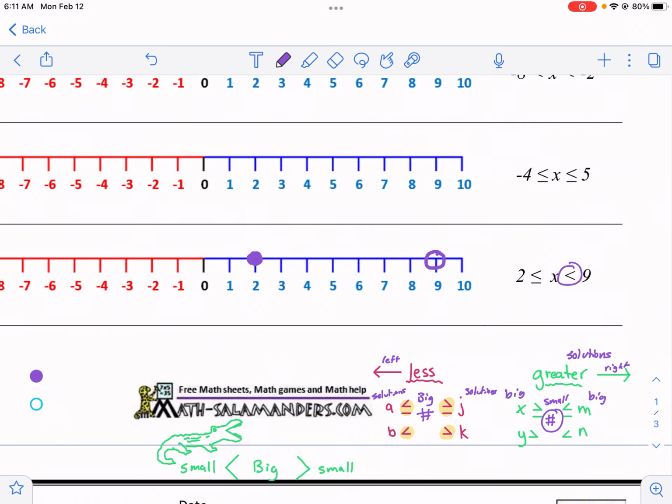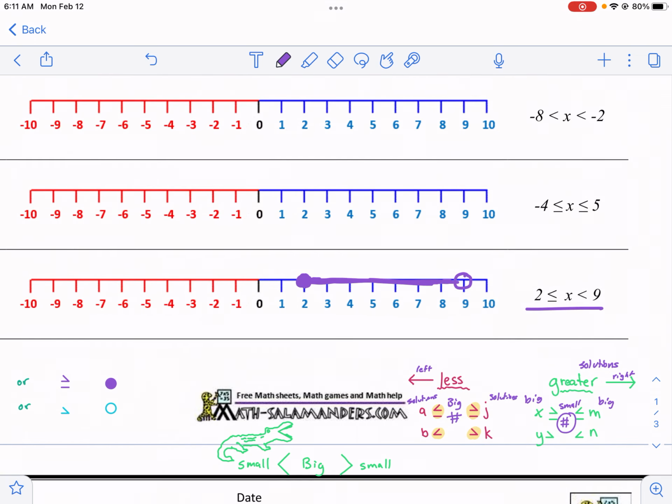And x is the values that are bigger than 2, but less than 9, okay? Bigger than or equal to 2, but less than 9. So I need to stay in this solution area. Just like x is in between those in the inequality, it needs to be in between these values on our graph. And we're done. That's all there is to it.